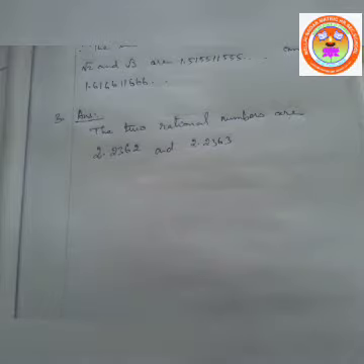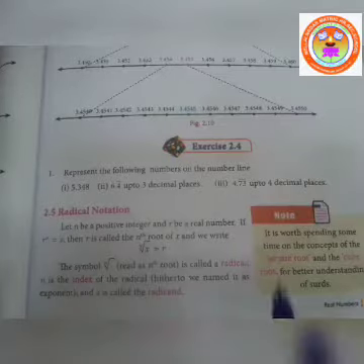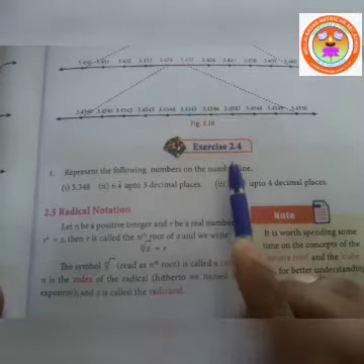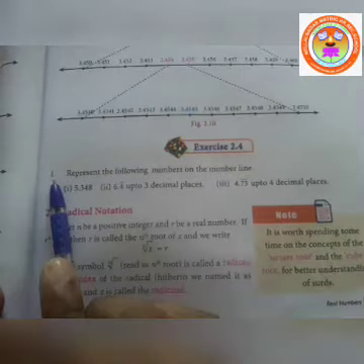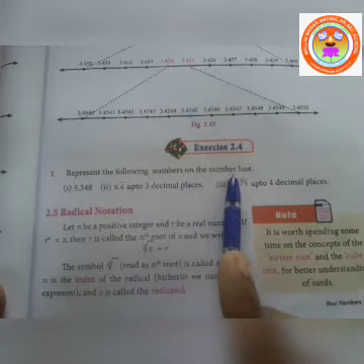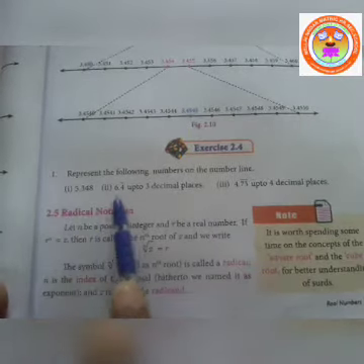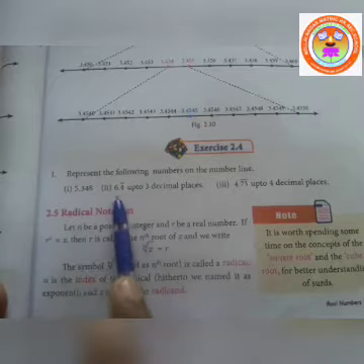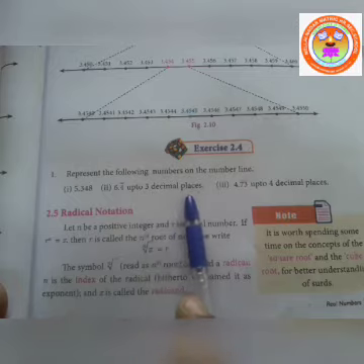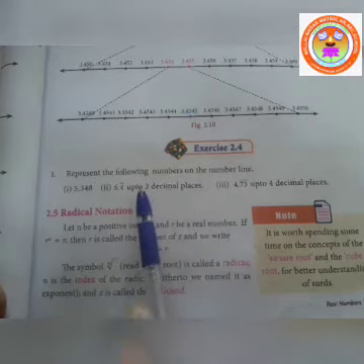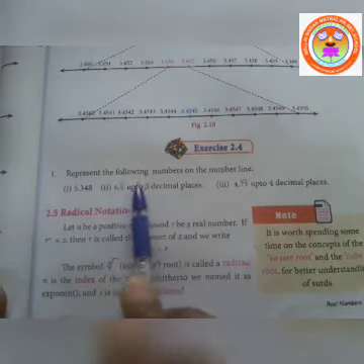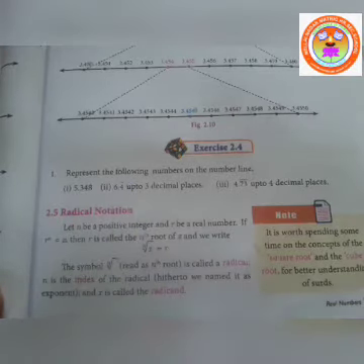Now we will move on to the next exercise, that is exercise 2.4. First sum: represent the following number on the number line. These are all the numbers. This is a rational number, but from this onwards it is irrational numbers. Up to 3 decimal places we are asking. So even though it is 3 decimal places, this 6.4 bar is an irrational number. How to represent this on the number line?